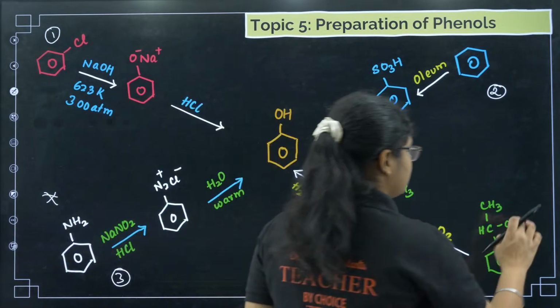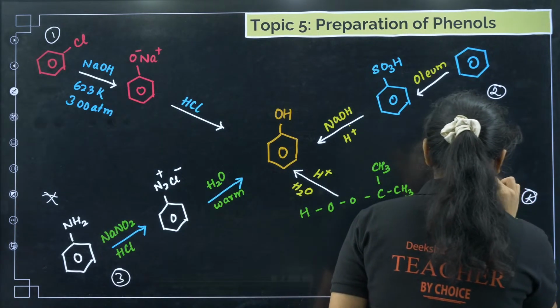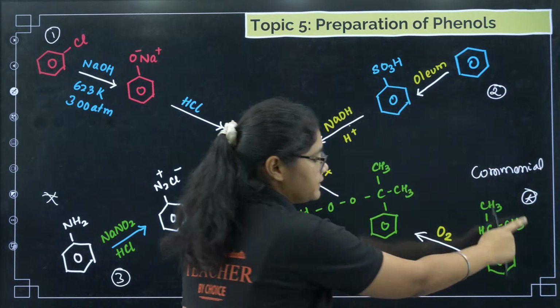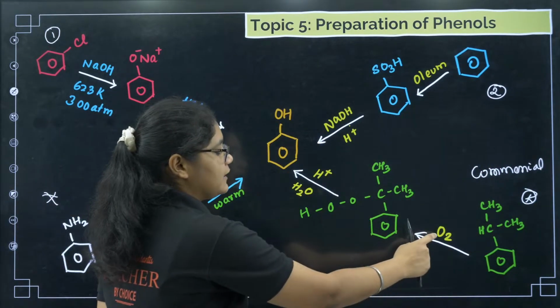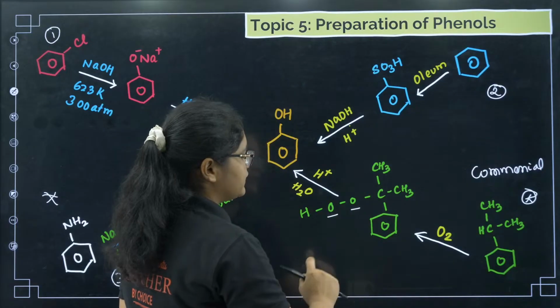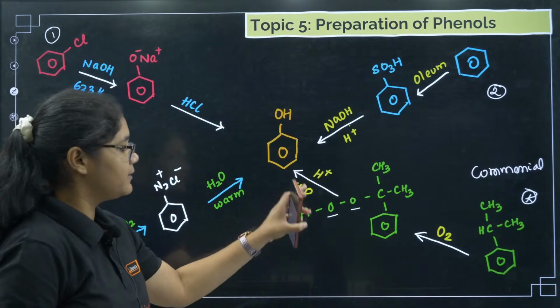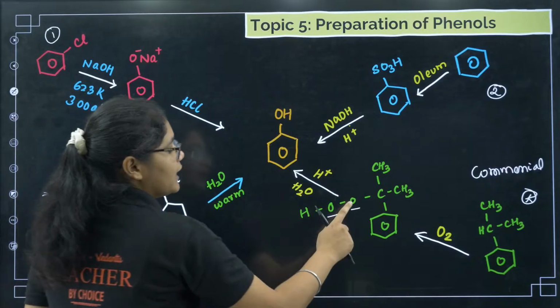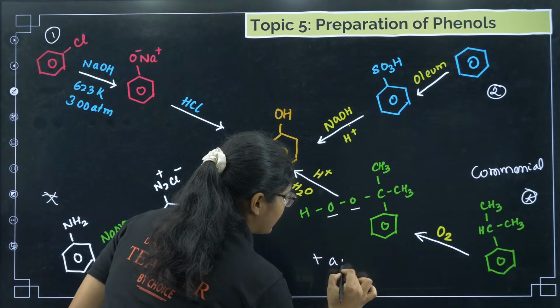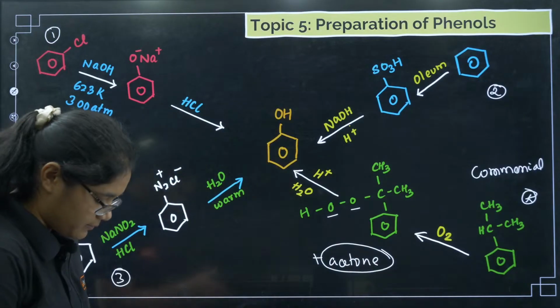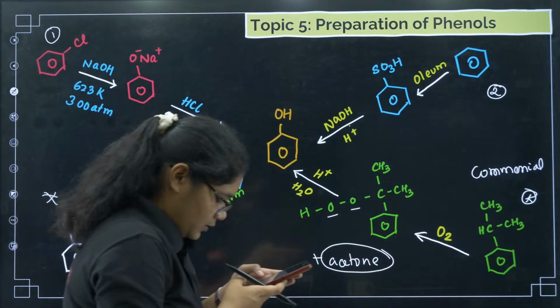And next one, the cumene process. This is very important because it is the commercial method. In this, first we take isopropyl benzene, then take O2 to add the OOH group, and then H plus and H2O, and you will get phenol. Please remember, this is important. And along with phenol, the byproduct that we get is acetone. Sometimes the question is asked about byproducts also, so you should remember that as well.